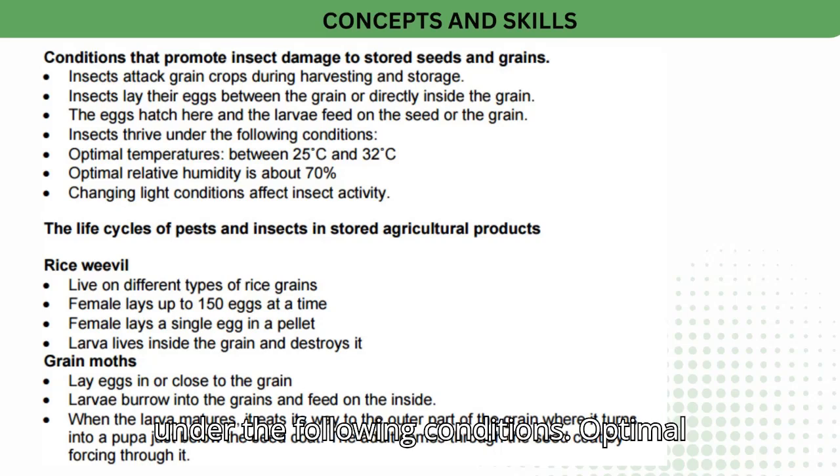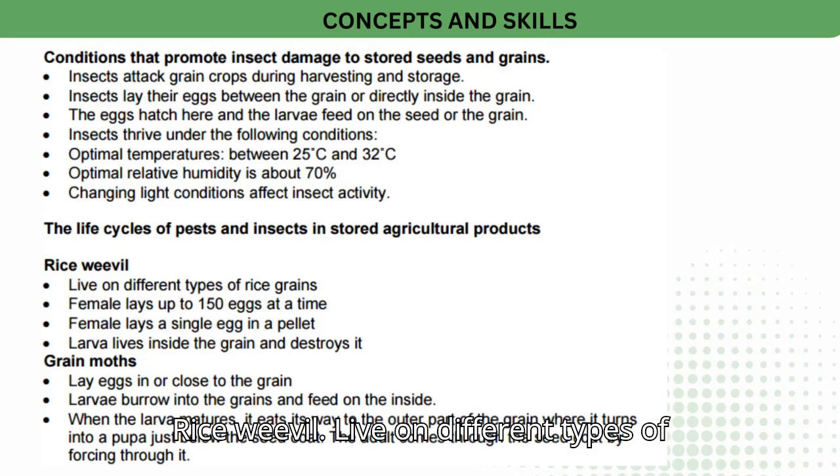Insects thrive under the following conditions. Optimal temperatures, between 25 C and 32 C. Optimal relative humidity is about 70%. Changing light conditions affect insect activity. The life cycles of pests and insects in stored agricultural products.